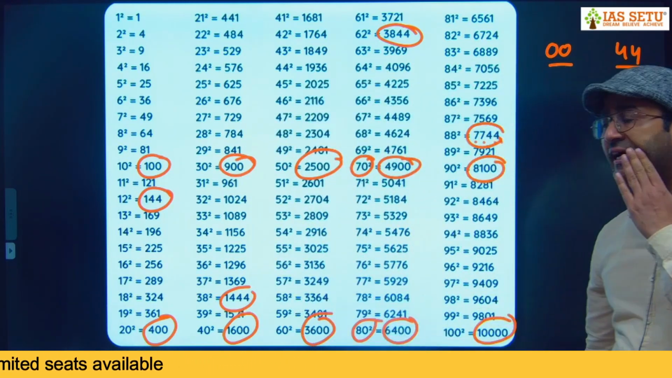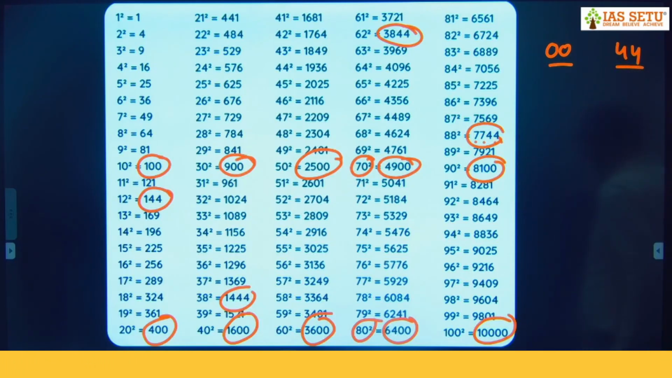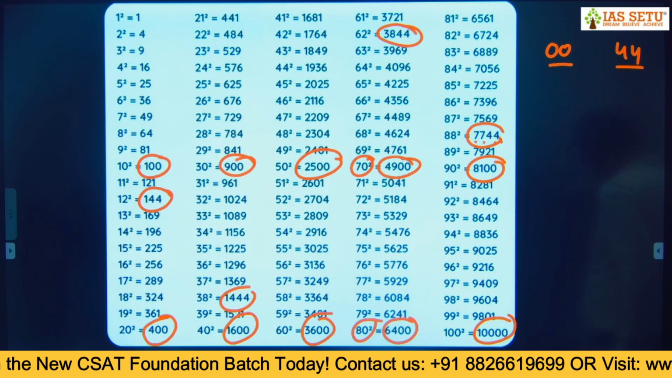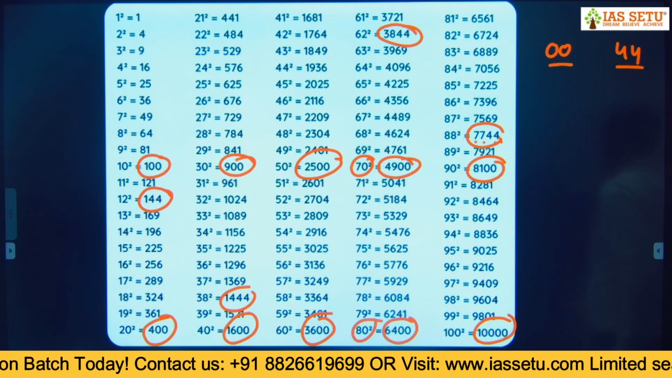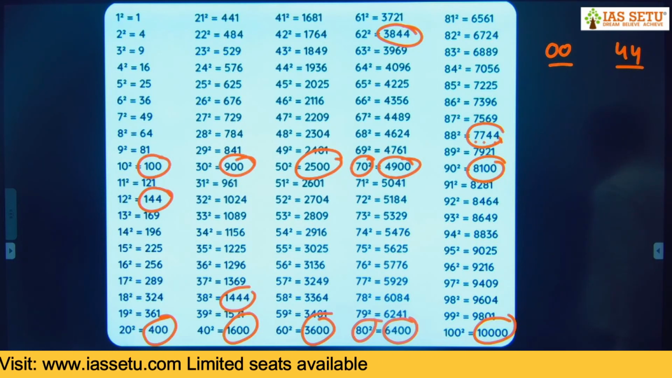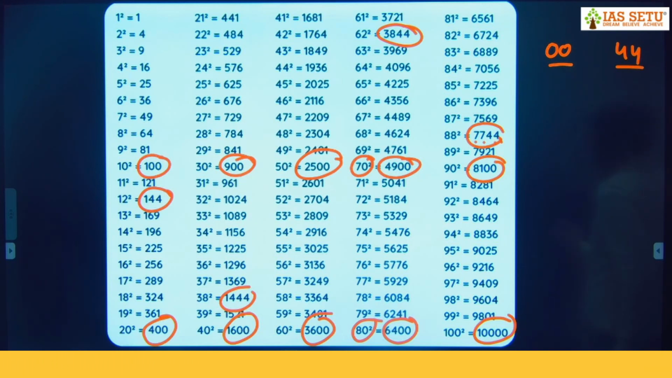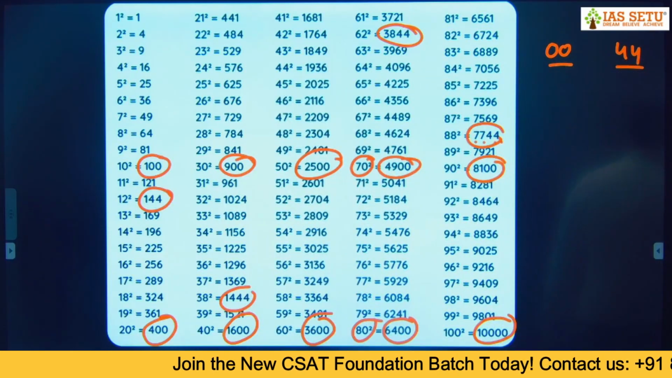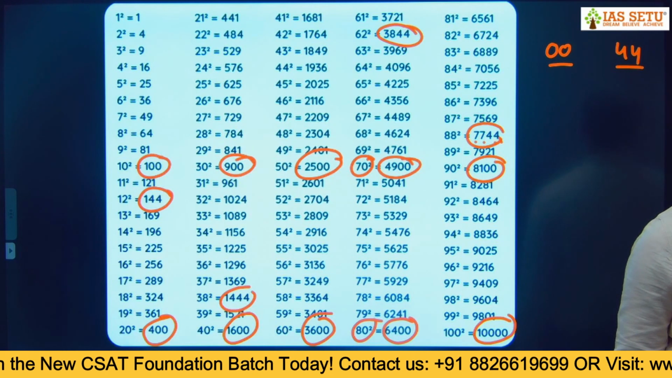If the last two digits (bracket start, unit place and 10 place, last two से हमें क्या पता चल रहा है? unit place digit and 10 place digit, bracket close) are same in a perfect square number, then there are only two possibilities. Either 00 or 44.